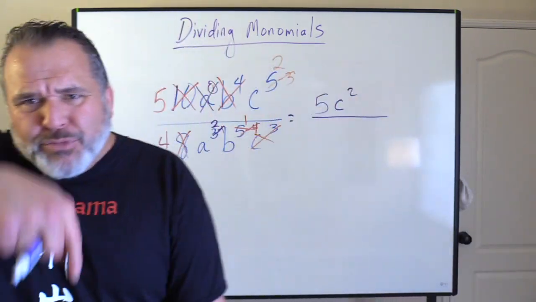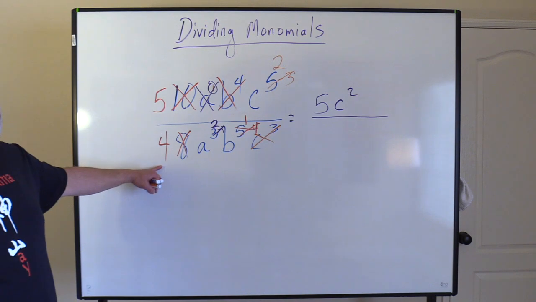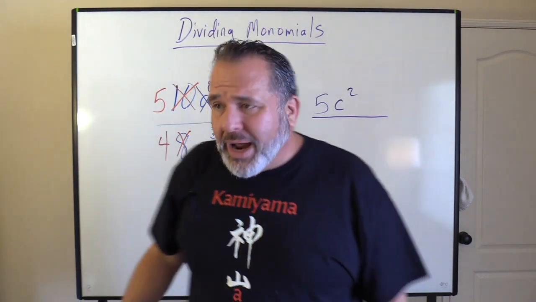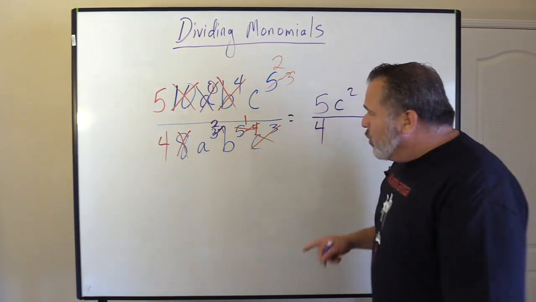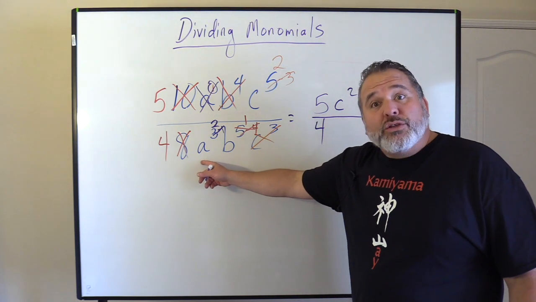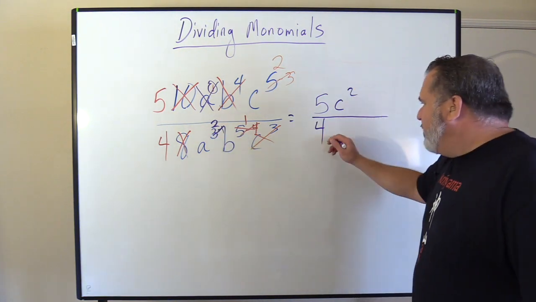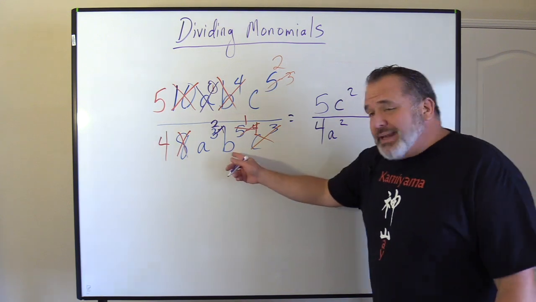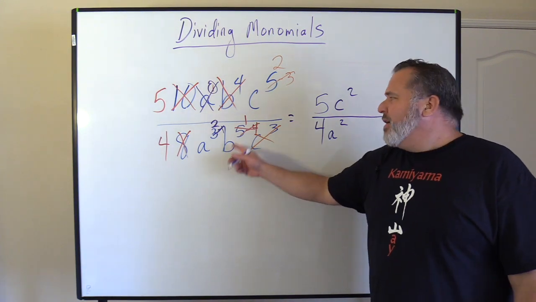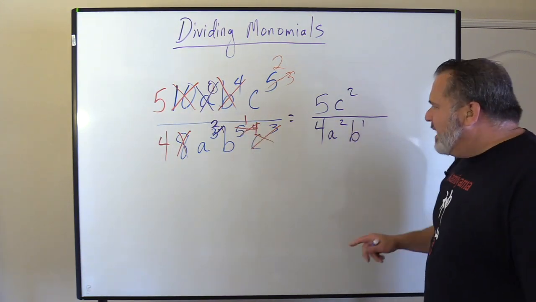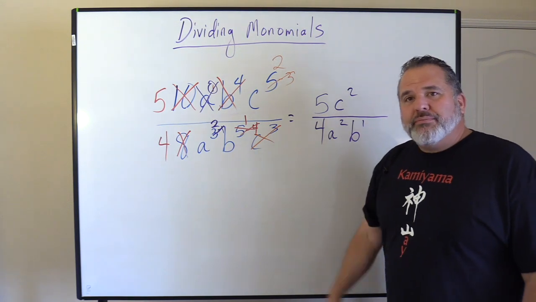Next, look at the bottom. Look at the denominator. What's left on the bottom? We got a 4, so we put the 4 here, right? We got the 4. Do we have an A left? Yup. A to the what power? Second power. Do we got a B left? Yup. To what power? First power. And do we got a C left? Nope, don't need it. Okay.